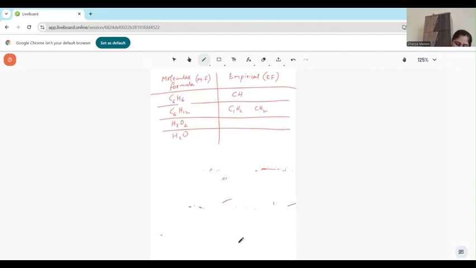So here the ratio is 6:12. What will be the simplest ratio? The simplest ratio will be 1:2. Here the ratio is 6:6. What will be the simplest ratio? That's what I have done. The next one, here the ratio is 2:2. What will be the simplest ratio? HO. Here the ratio is 2:1. It cannot be simplified further, so we write the same thing. So this is how you find out the empirical formula if the molecular formula is given.